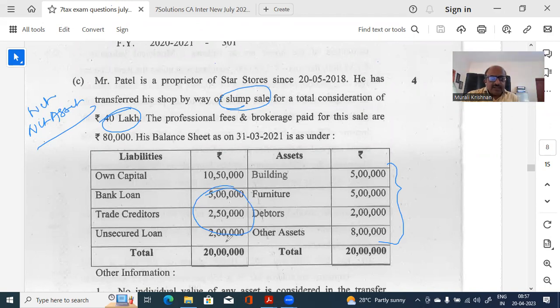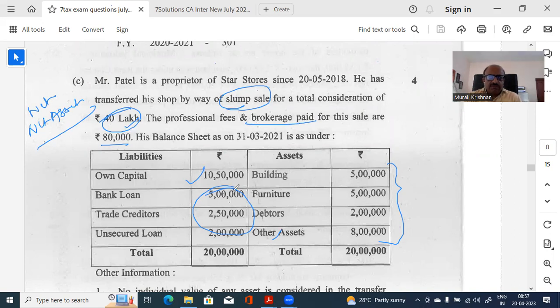Now, in this case, the cost will be calculated like that. Against the 40 lakh, which is the consideration, you have to reduce and find out. Though it is given here, there is certain other information which needs to be considered to calculate the net worth. That's the only thing. And you can also deduct this 80,000, which is paid for brokerage, to calculate the actual value of capital gain under slump sale. So under slump sale, what is it? Total value which is paid for the business as a whole.